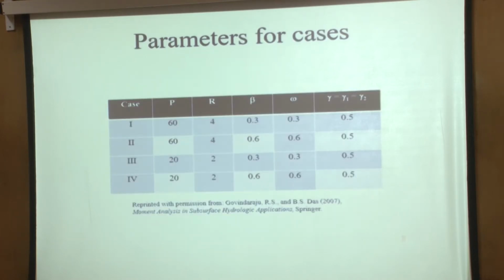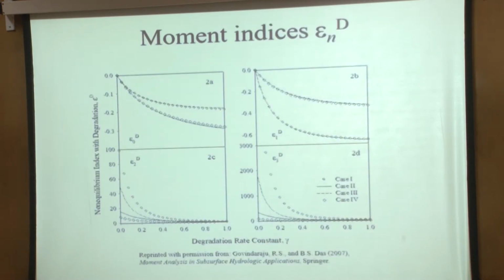So very quickly let me share some results, and we will not go into great detail over here. We looked at 4 cases for different values of p, r, beta and omega, and gamma in both phases we left as 0.5. Because we have these expressions for moments, we are able to calculate these moment indices. So this is epsilon n with d.